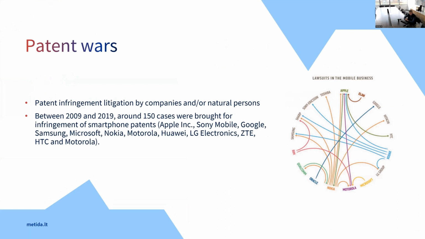And as an example, we see that the patent role has greatly increased during the last decades. For example, from 2009 till 2019, a 10-year period of time, about 150 big cases were brought for infringement of smartphone patents. So it's Apple, Sony, Google, Samsung, Microsoft, Nokia, Motorola, and so on. And we see how many different kinds of patent wars we have.